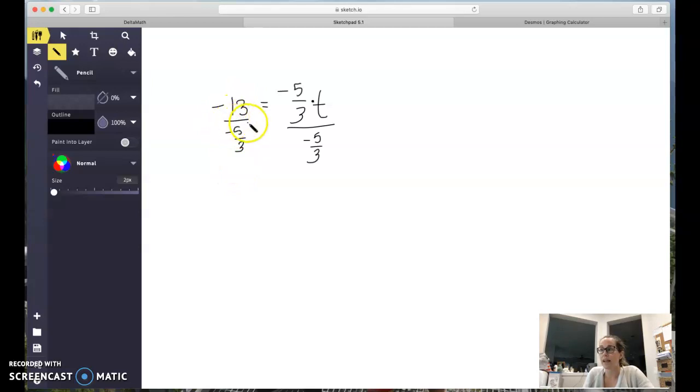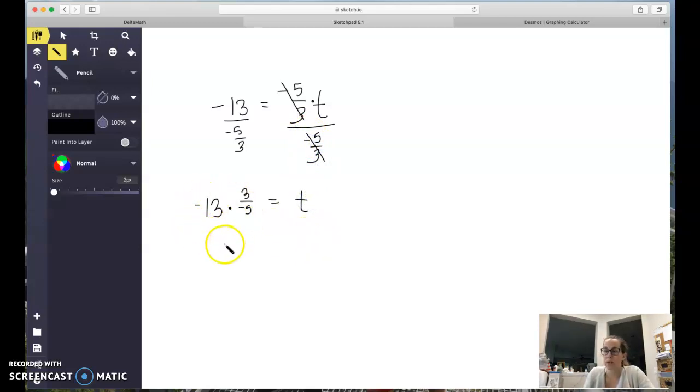So there's a couple of ways that we could do this. When you divide by a fraction, it is the same as multiplying by the reciprocal. And the reciprocal is just a flip of the fraction. So your numerator becomes your denominator. And then we know negative 5/3 divided by negative 5/3 leaves us with 1t, which is what we wanted.